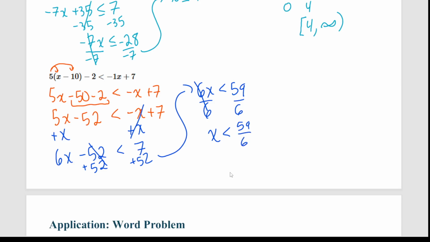Now 59 sixths is not a fraction that simplifies. 3 doesn't go into 59, 2 doesn't go into 59, therefore this can't be simplified. And then if I were to plot it, I know that 59 sixths is bigger than 0, so I'm going to draw it to the right of 0. Then I'm going to use an open circle on 59 sixths because I'm not allowed to equal 59 sixths, and then shade to the left because it is allowed to equal any number smaller than 59 sixths.